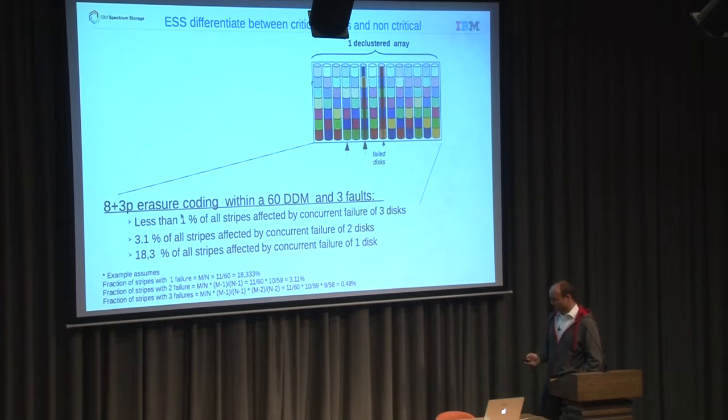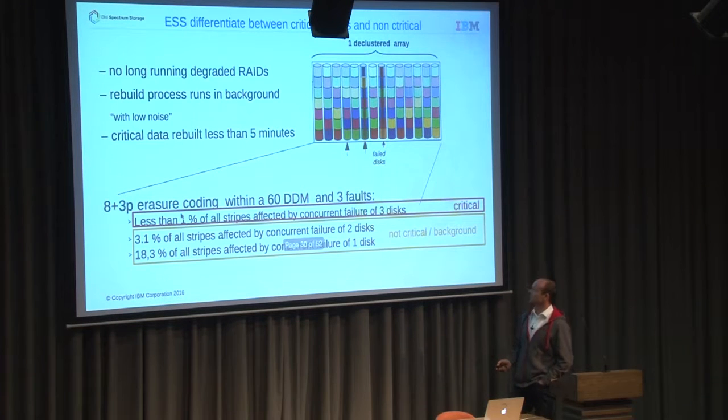Assuming we have an 8+3P erasure code wide-striped among these disks, and let's say we have one disk enclosure, 4 units, that means 60 drives in there, and we have 3 faults. I pull out the tray and remove 3 disks. Then I have almost 20% which are affected by 1 fault, 3% which are affected by 2 faults, and only less than 1% are affected by really 3 faults.